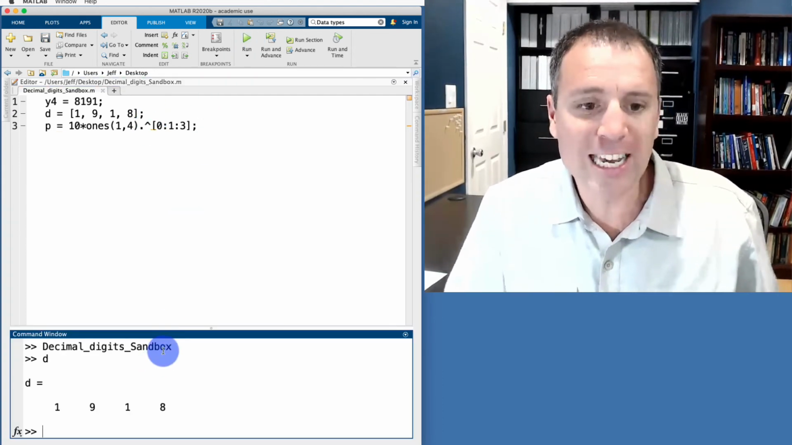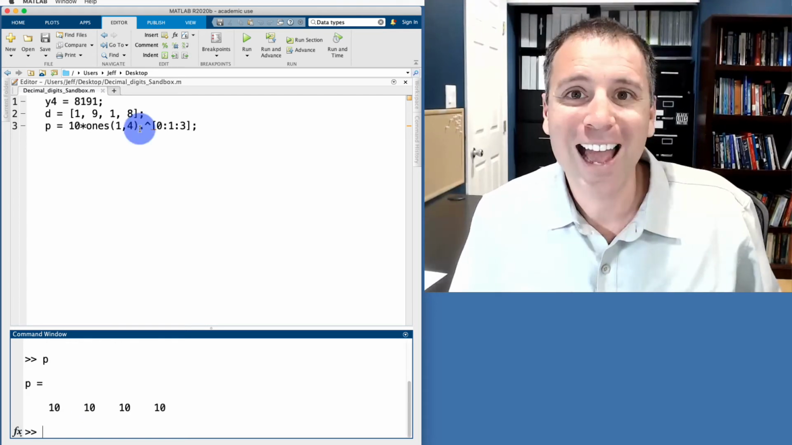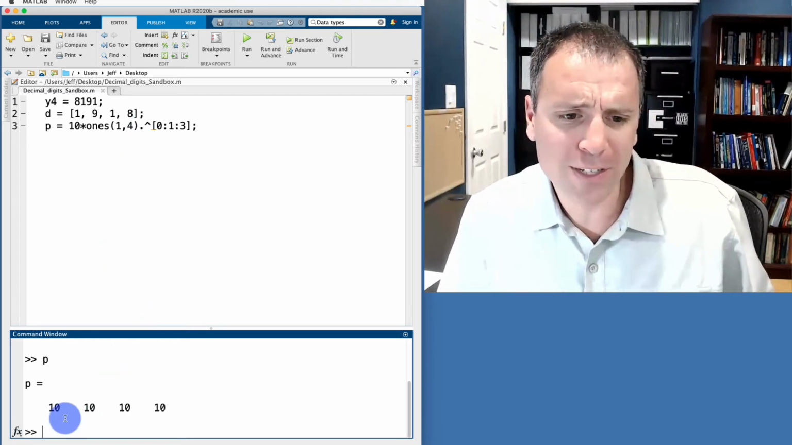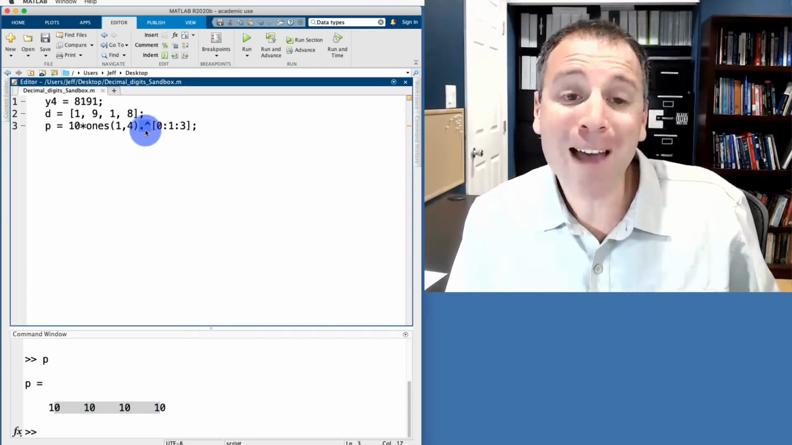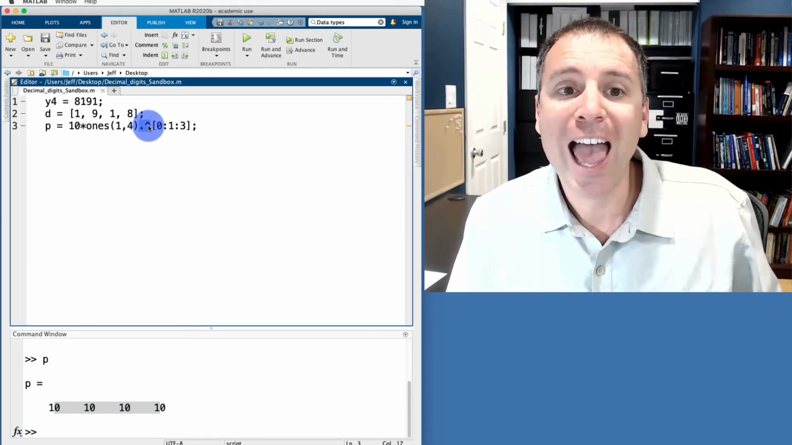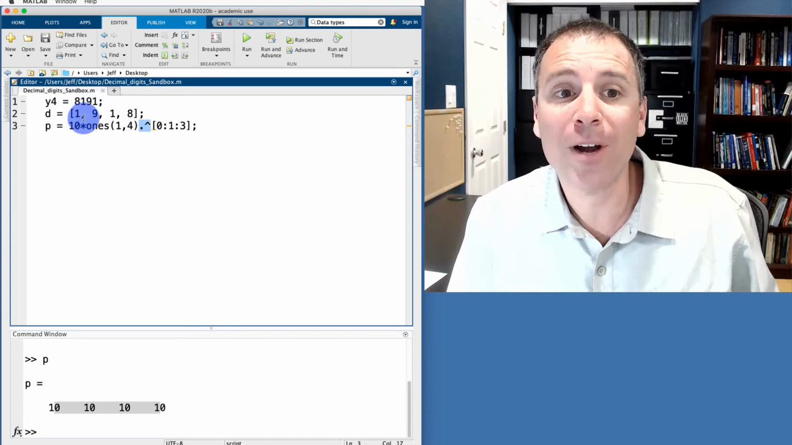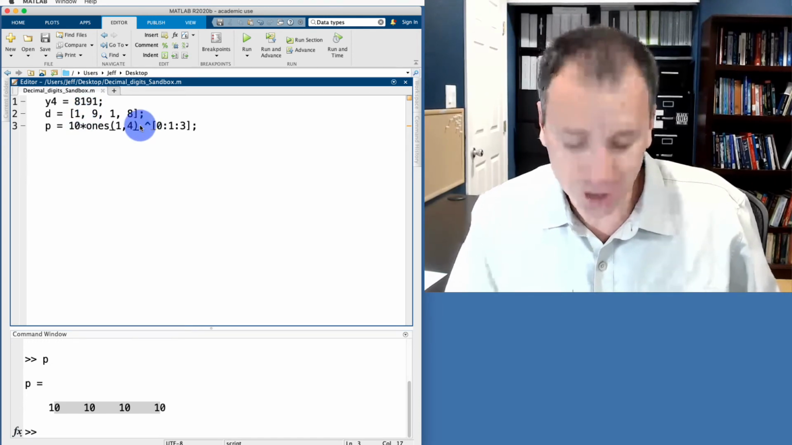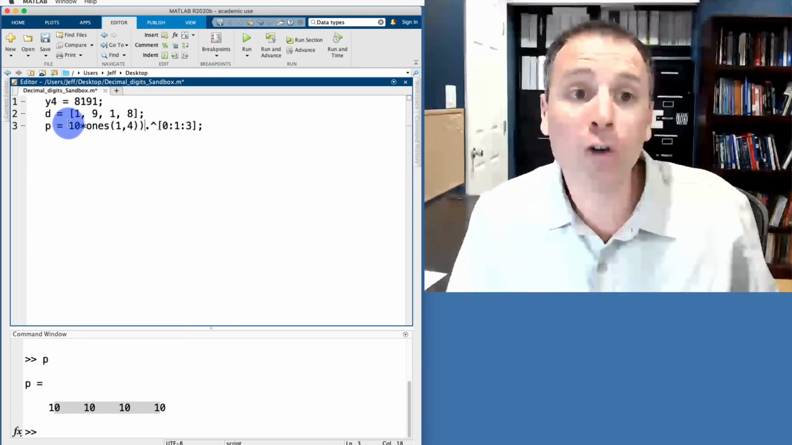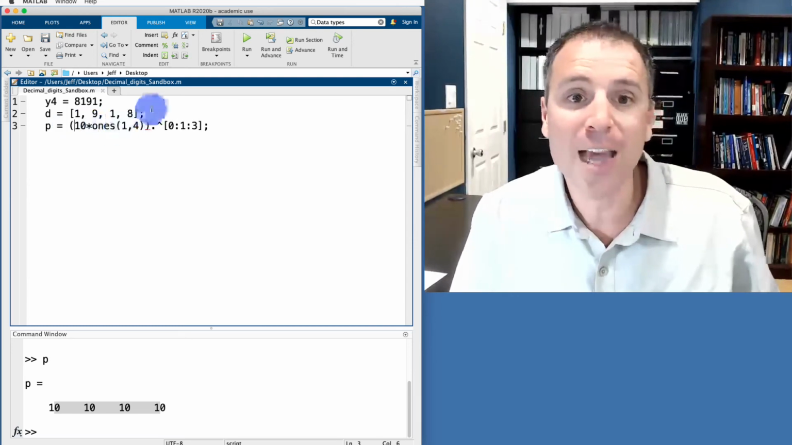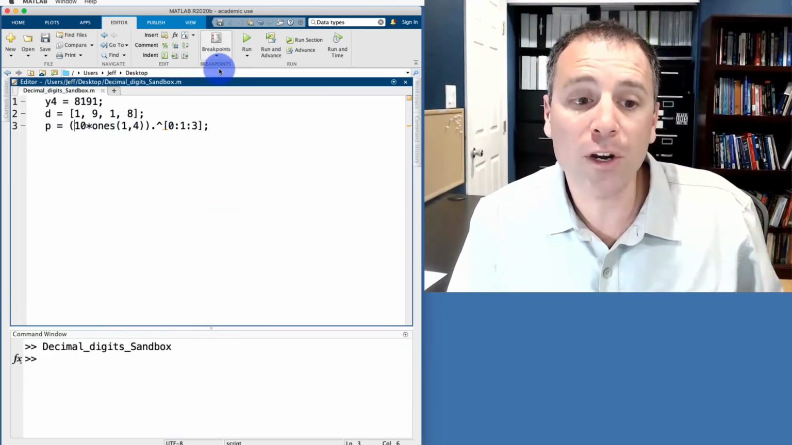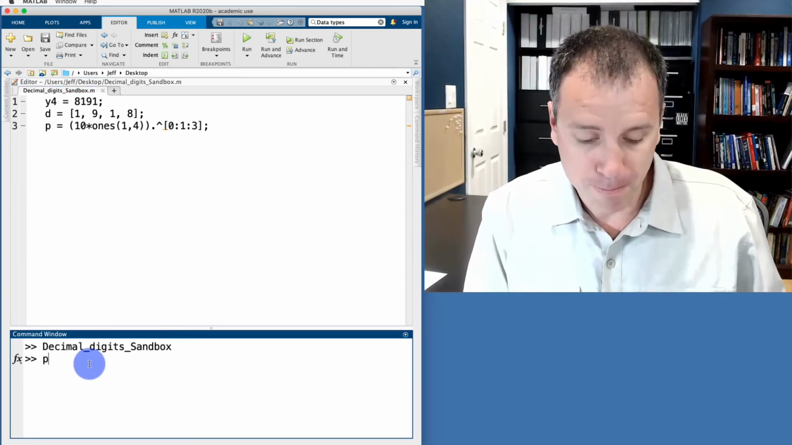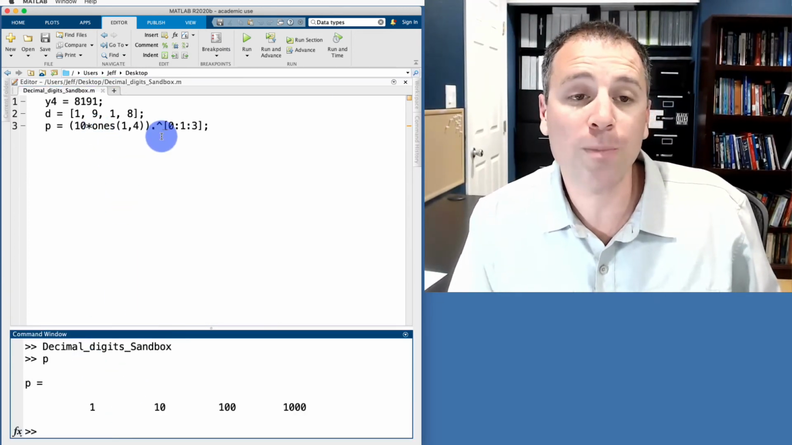So look, D has the individual digits, and then P has the corresponding powers of 10. Oh, no, it doesn't. Of course it doesn't, because MATLAB works on operator precedence. Exponentiation has higher precedence than multiplication. So I actually need to tell MATLAB, please first create the vector of 10s, then do the component-wise powers. Let's clear the command window and try that one more time. P now stores the corresponding powers.